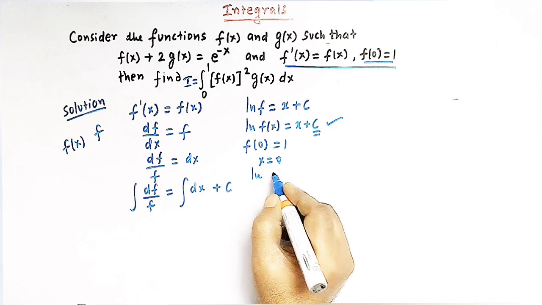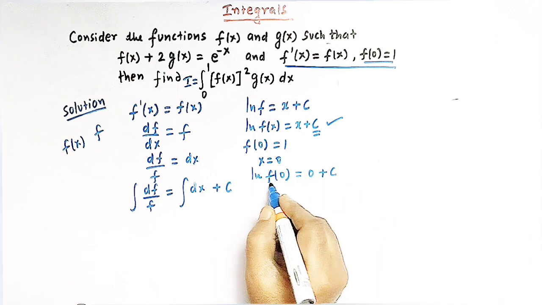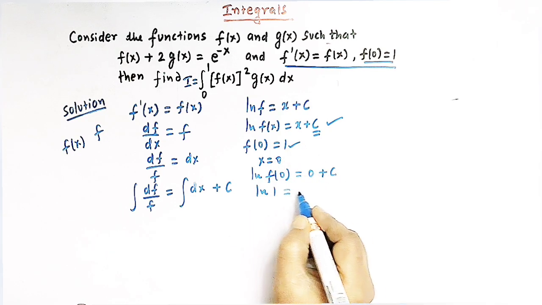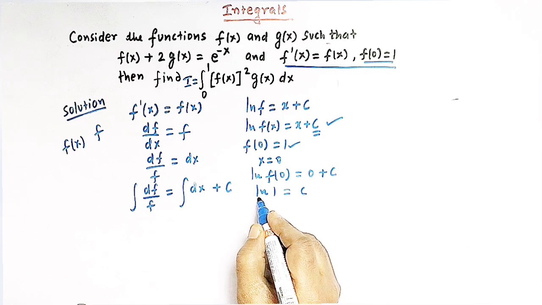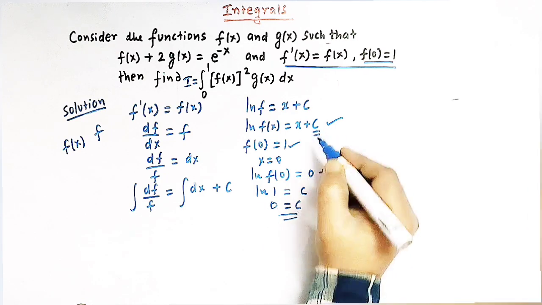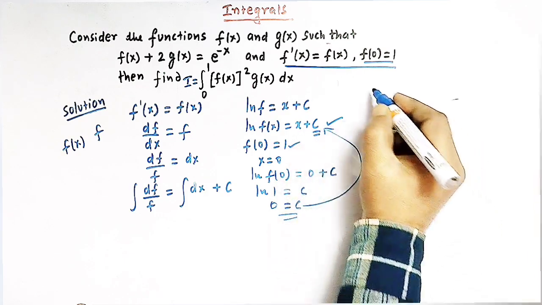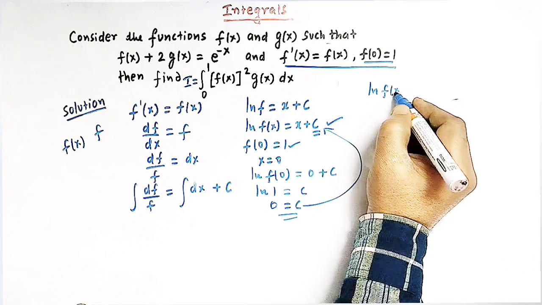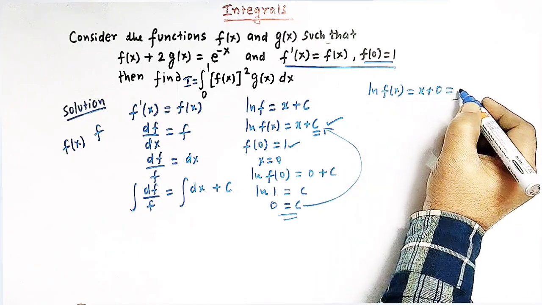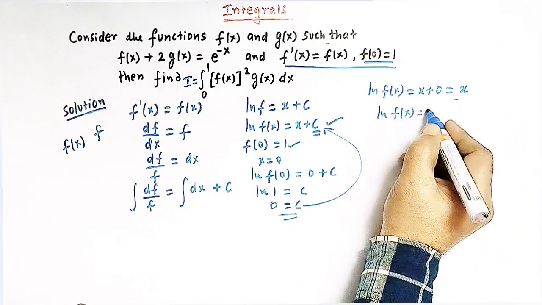So we have natural log of f of 0 is equal to 0 plus c, and f of 0 is 1. So we have log of 1 is equal to c, and log of 1 is 0. So the value of c is equal to 0. So let us substitute this value in this equation. So we have natural log of f of x is equal to x plus 0, that is simply x, right? So now we have natural log of f of x is equal to x.